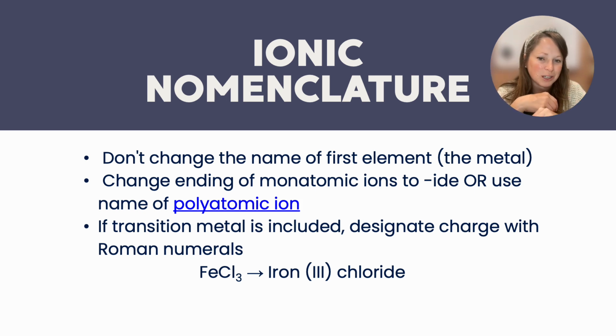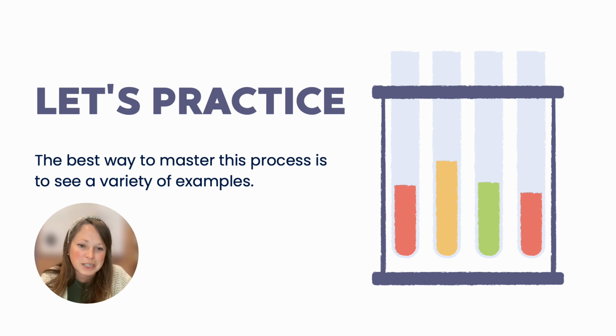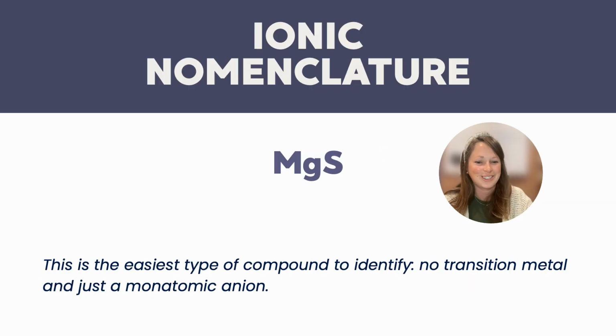If a transition metal is included, we have to be a little bit more complicated because those transition metals can have varying amounts of valence electrons. So what we have to do basically is show what the charge is of that specific one. And we'll get into that in just a little bit. All right, so the best way to master this is to practice, of course. So let's go ahead and do this.